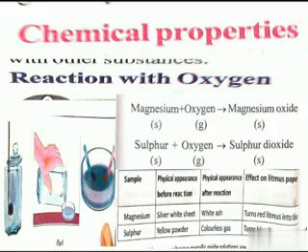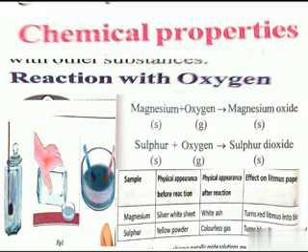What is happening? When the samples are burned, they react with oxygen in air to give different products. First we took magnesium, so we burn the magnesium. This magnesium reacts with the oxygen present in the air and forms magnesium oxide. The equation is: magnesium plus oxygen gives magnesium oxide. Magnesium symbol Mg, oxygen formula O2. These two combine and form magnesium oxide.